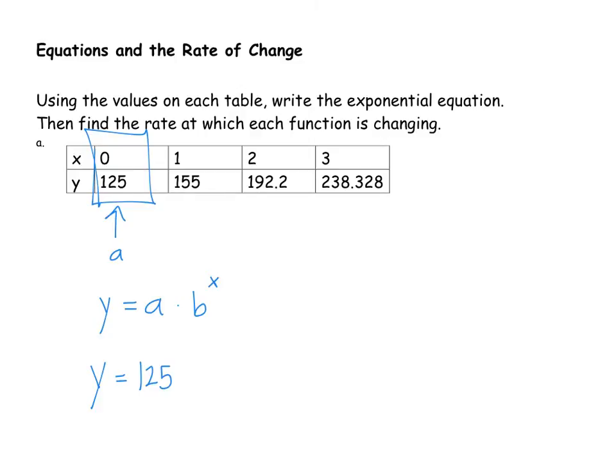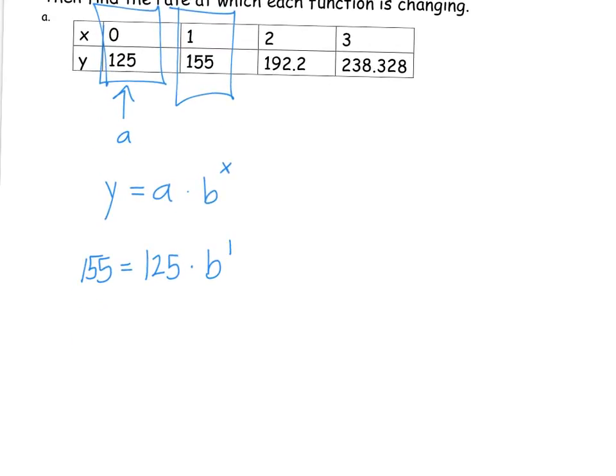Well, the easiest way to do that is to look at another one, and if x can be 1, that's what we want. That's the easiest. So I'm going to erase this here because I'm going to put my y value in, 155 times b to the 1 power. Okay? So then we have b to the first is just b. So 155 equals 125b. Divide by 125.